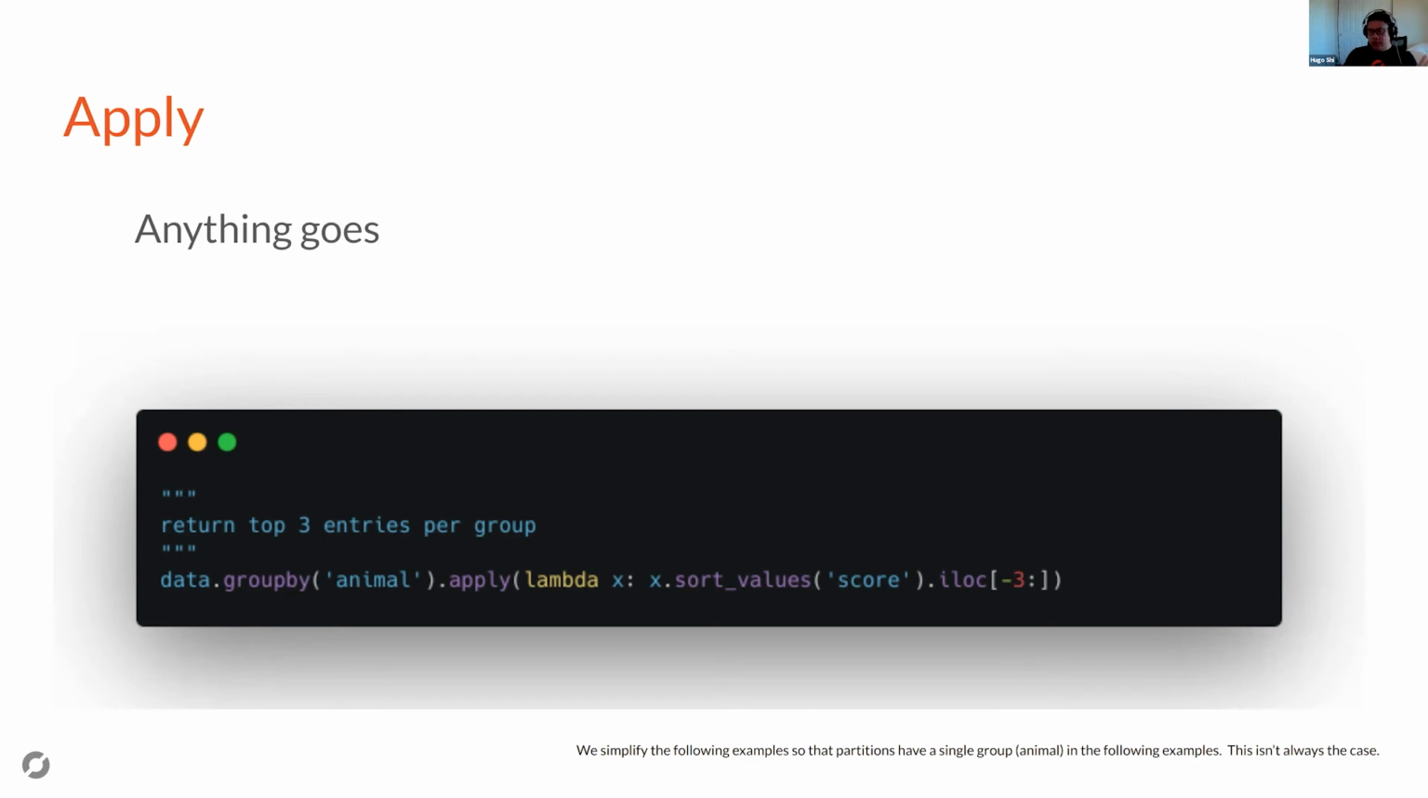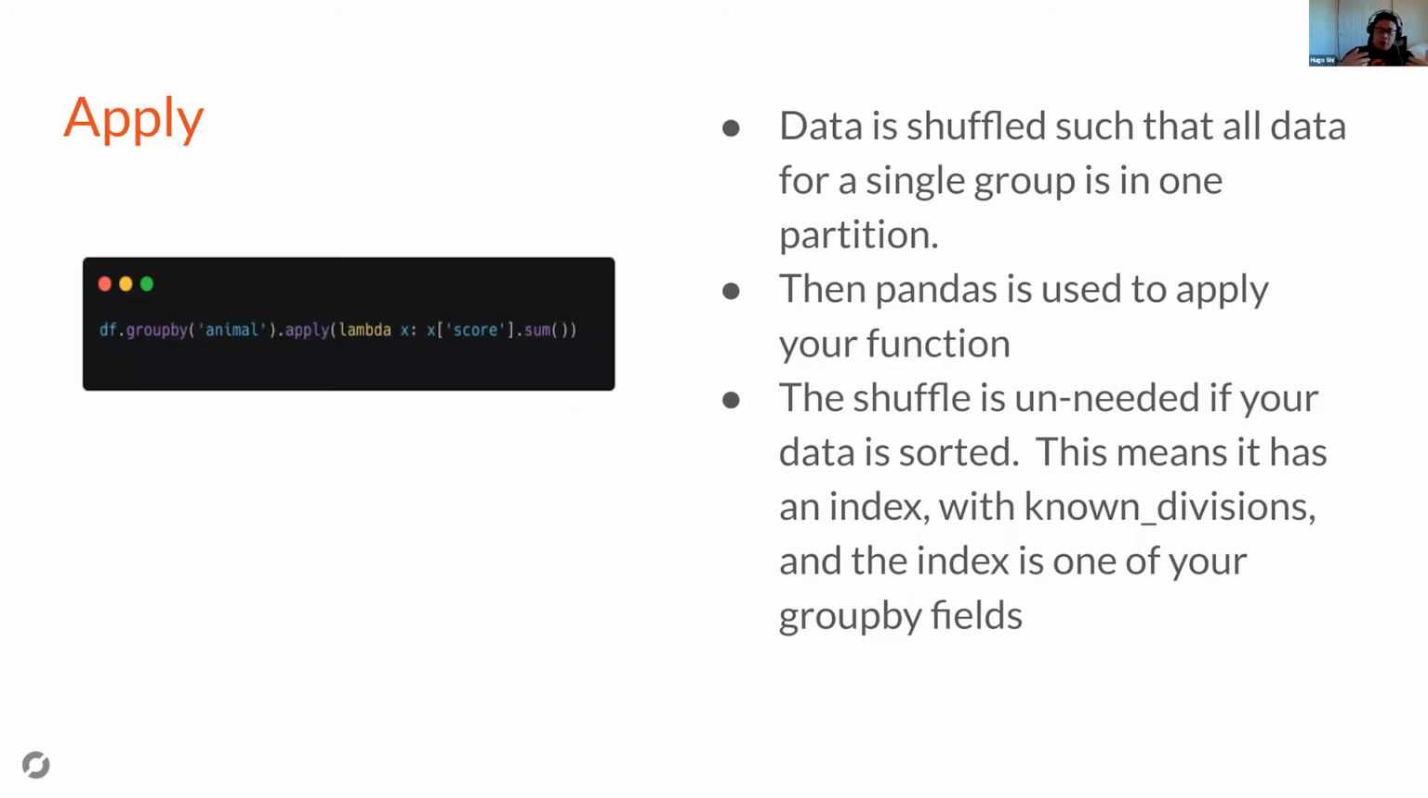I'm going to walk through what the implementation of a group by and apply looks like. Unfortunately, there's a lot less that you can do with applies, but we'll talk about that. I'm going to do the same thing that we did, grouping by animals, summing by scores, but I'm going to implement it as a group by apply. In Dask, the way that this works is if your data is not sorted, the data is shuffled so that all the data for a single group is in one partition, and then pandas is used to apply your function. The shuffle is unneeded if your data is sorted.